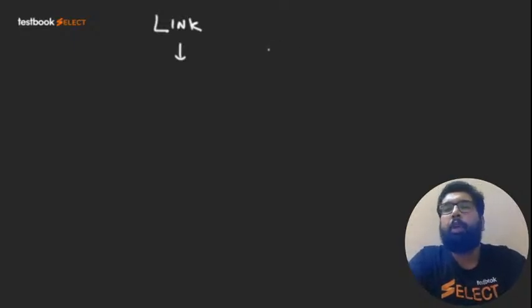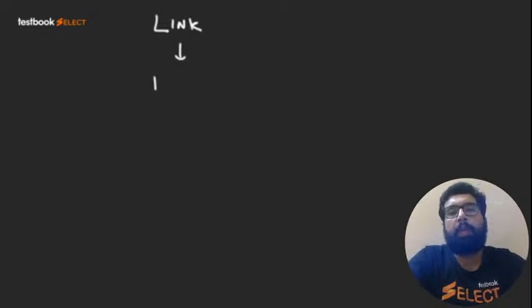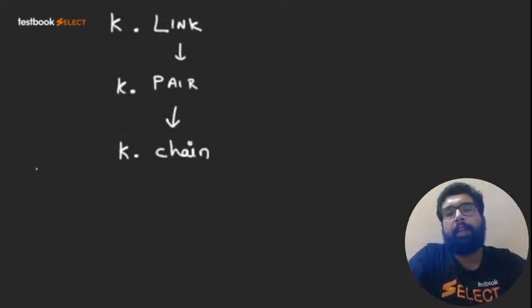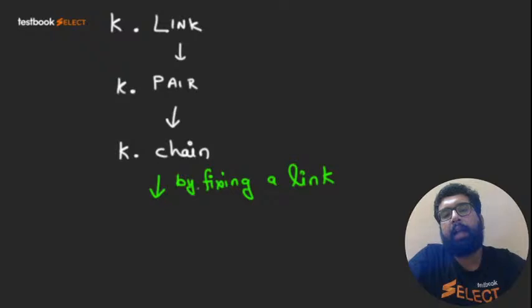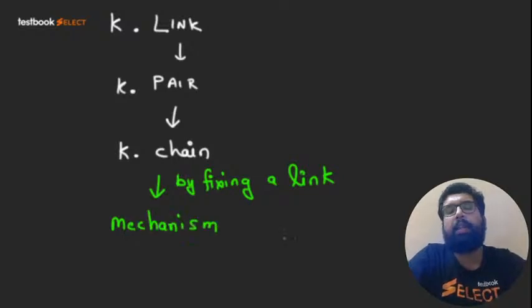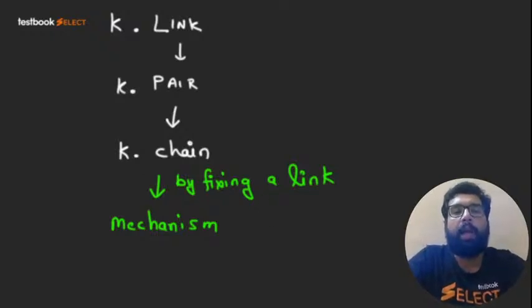Now moving ahead, we started with the link. If you remember, from link we have seen the types of link, the relative motion types, and from the link we move to the pairs. So from kinematic link we move to kinematic pair. Today we reach the point where we can talk about kinematic chain. Now from the chain, how can we make a mechanism? By fixing a link of a kinematic chain, we may form a mechanism.